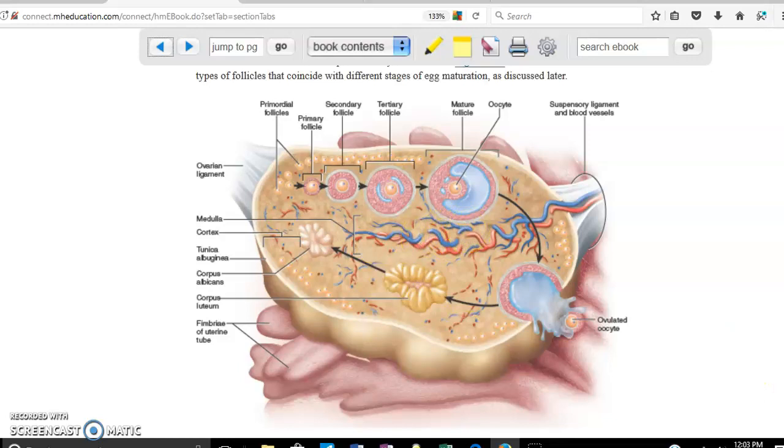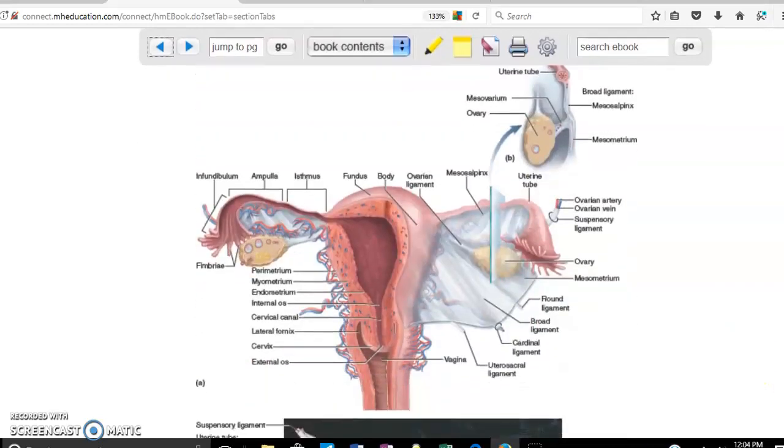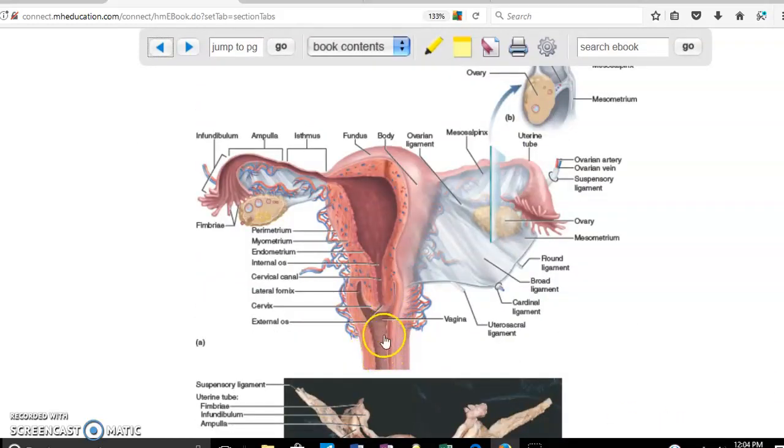Let's keep scrolling down, and next we are going to see the vagina right here, which is a tube that serves for the menstrual period to come out, also for the baby to come out, and it holds the penis as well as the semen.